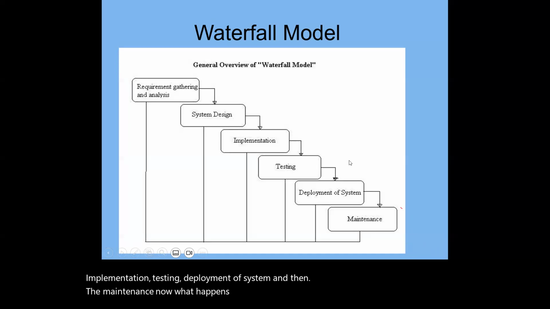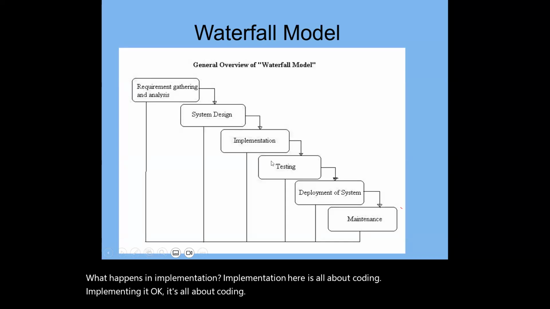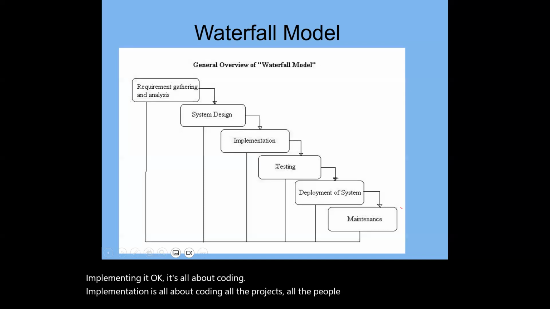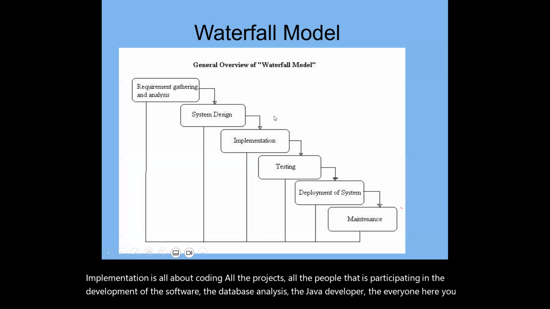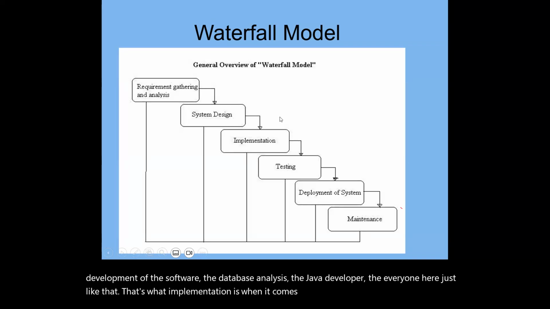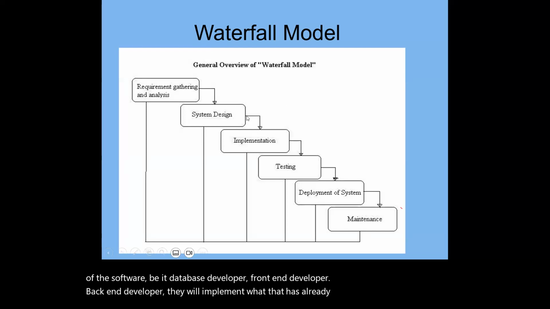Now, what happens in implementation? Implementation here is all about coding. All the people participating in the development of the software, the database analyst, the Java developer, everyone here, you start to code. That's what implementation is when it comes to waterfall. Be it the database developer, front-end developer, or back-end developer, they will implement what has already been designed.